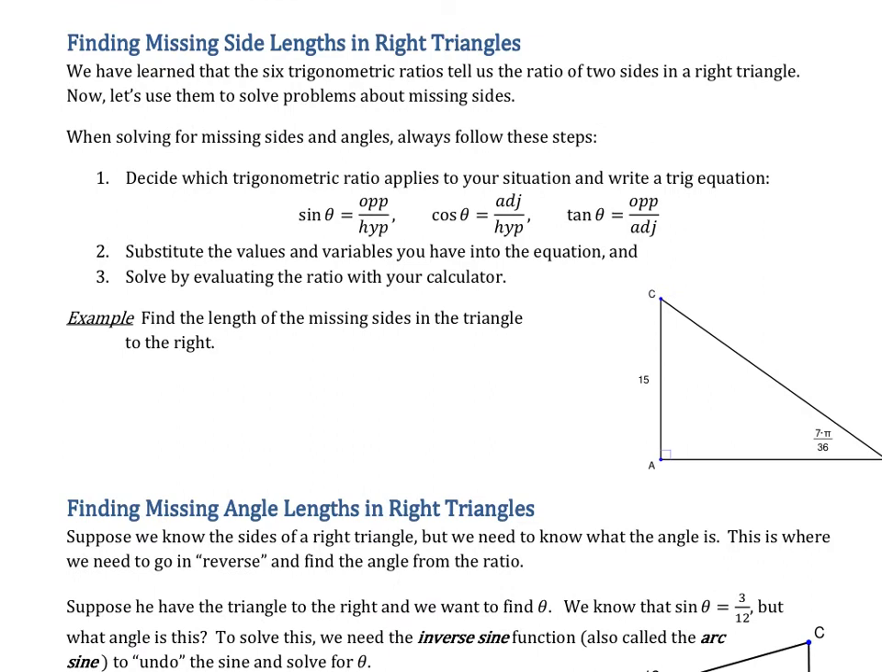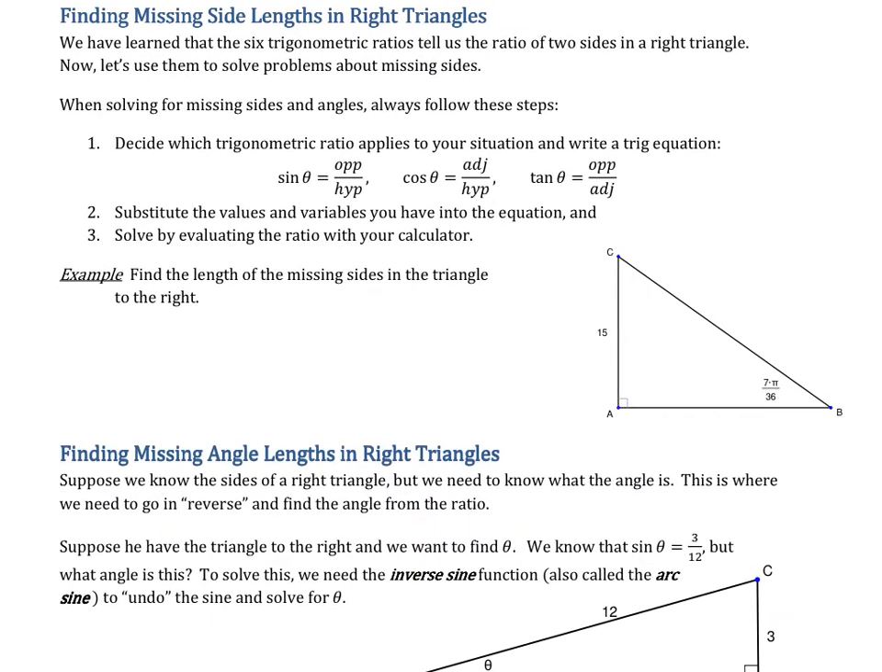When we're solving for a missing side, we want to ask ourselves which function applies. Does sine, which is opposite leg over hypotenuse, cosine, which is adjacent over hypotenuse, or tangent, which is opposite leg over adjacent? Then we substitute the values we know and use our calculator to evaluate it. Here we have a right triangle. This is only for right triangles right now; we'll get into other triangles later.